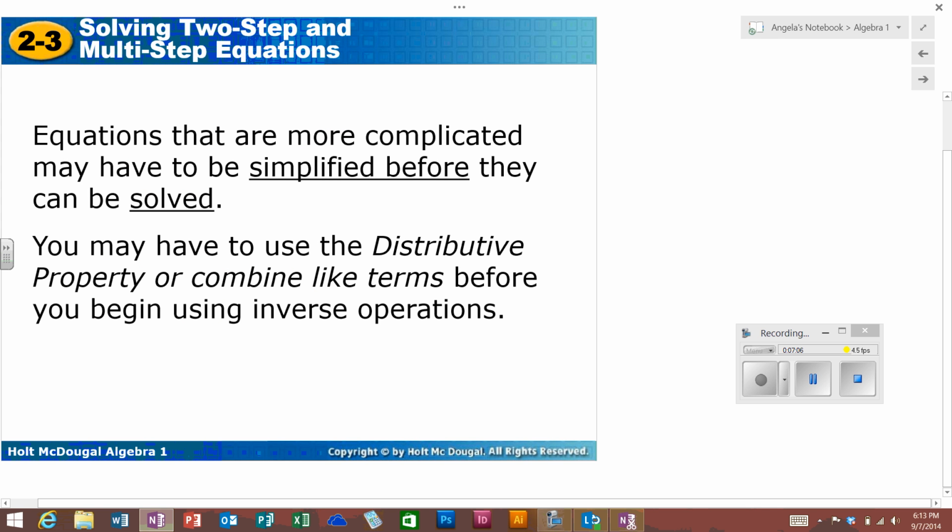Just note, equations that are more complicated may have to be simplified before you can start solving it. And you may have to use things like the distributive property or combining like terms. Okay, so we're going to run into that right now.